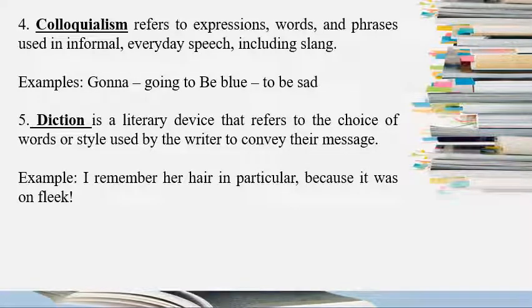Then we also have number 5, diction. It is a literary device that refers to the choice of words or style used by the writer to convey their message. Example, I remember her hair in particular because it was on fleek. That is diction, a choice of words or your style.